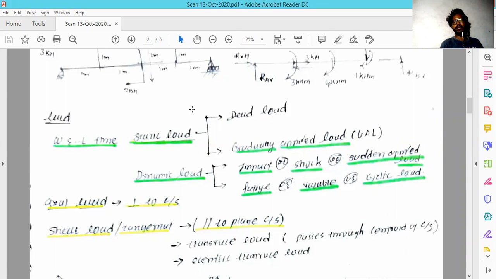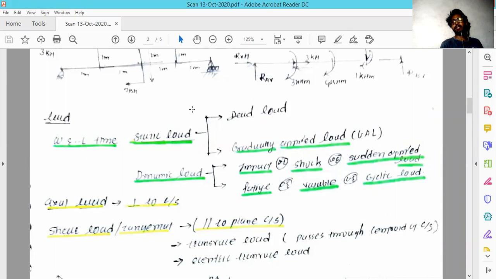In dynamic load, the word dynamic is nothing but it varies with respect to time. The first is the impact load. As we know, impact is something sudden, like a hammer reaction when you hammer on something. It is nothing but the impact load. Suddenly you get something. It's also called the shock load and suddenly applied load. This kind of load is for a short time, but the magnitude is quite high.